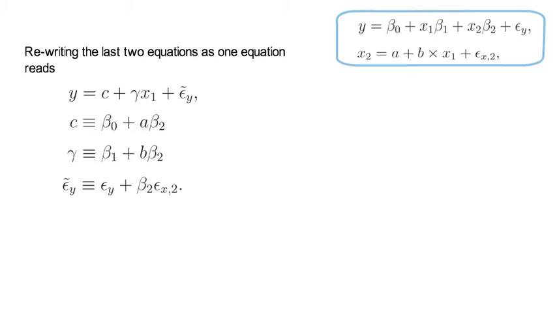So c has to equal beta 0 plus a beta 2. Gamma has to equal beta 1 plus b times beta 2. And epsilon tilde y has to equal epsilon y plus beta 2 times epsilon x2.